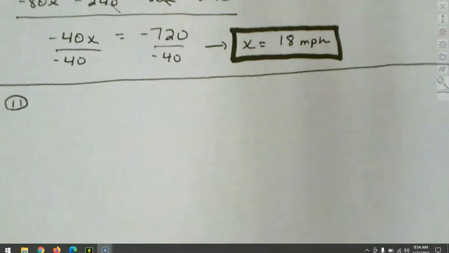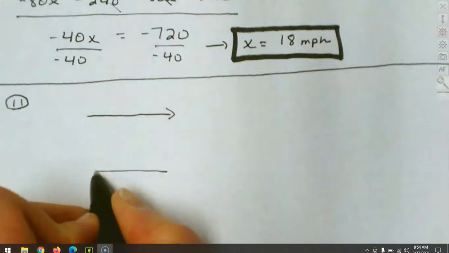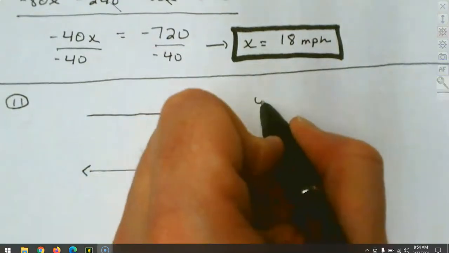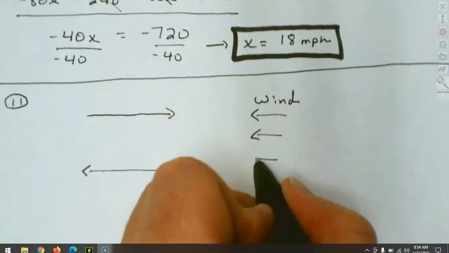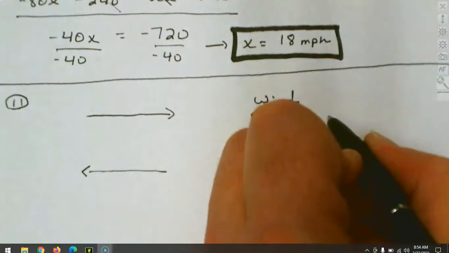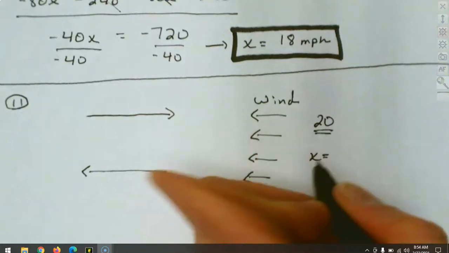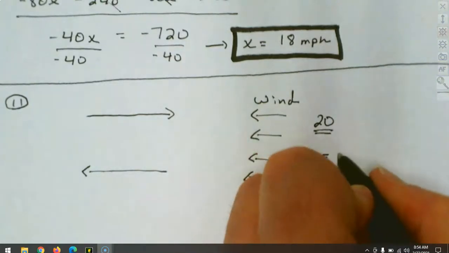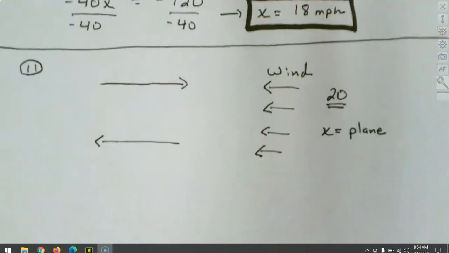Okay, so we're going to go through and draw our diagrams again. One's going with, one's going against the wind. The wind is going to go in this direction. Doesn't matter which way. It's just that one's adding and one's subtracting. This wind is 20. X is going to represent the speed of that plane in still air. So that's the speed of the airplane with no wind. And we know these are going to equal.